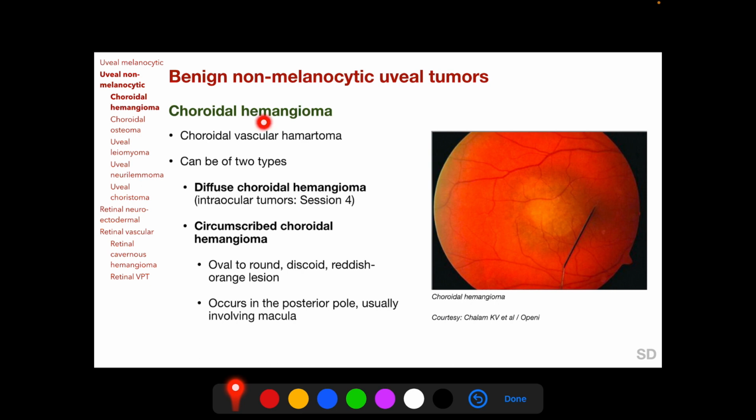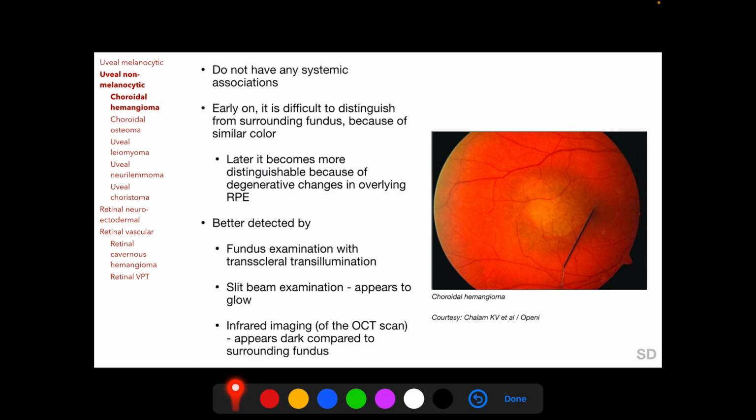Choroidal hemangioma is a choroidal vascular hamartoma, and it can be of two types: diffuse choroidal hemangioma, which we have discussed in the session on phakomatosis, and circumscribed choroidal hemangioma, which appears as an oval to round discoid reddish orange lesion, which occurs mainly in the posterior pole and usually involves the macula. Circumscribed choroidal hemangioma, unlike diffuse choroidal hemangioma, does not have any systemic association.